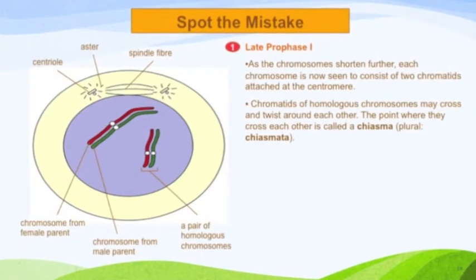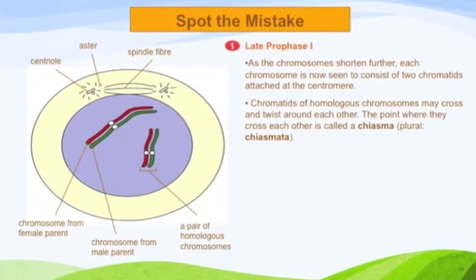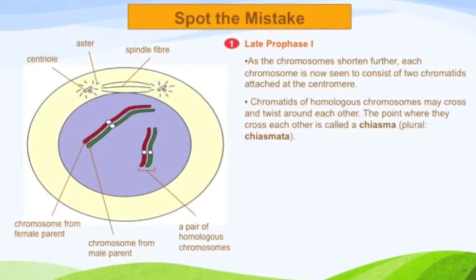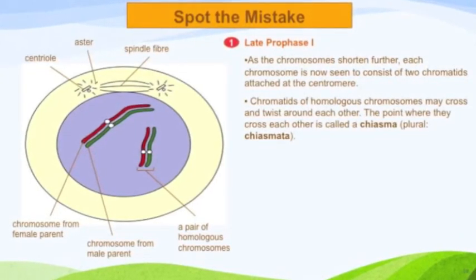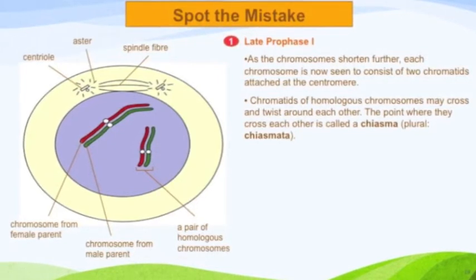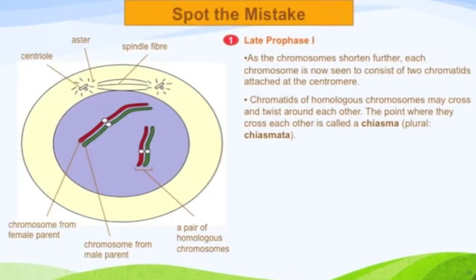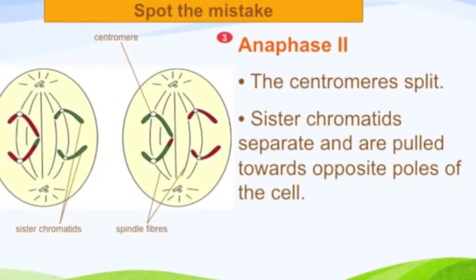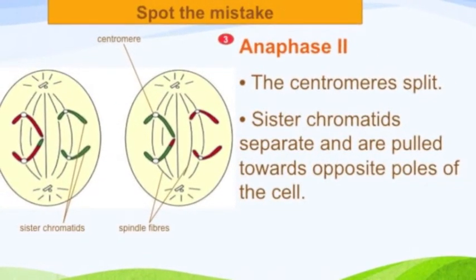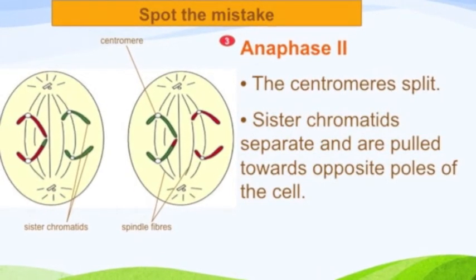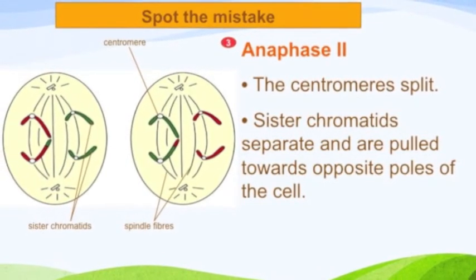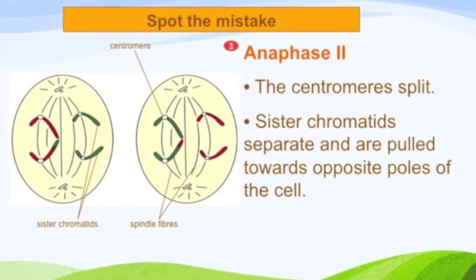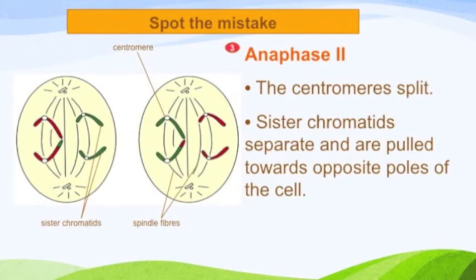For the first question, can you spot the mistake in the descriptions accompanying this diagram? Write down your explanations in your paper. Similarly, for the second question, you also need to spot the mistake in this description. Again, write down your answers on your paper.